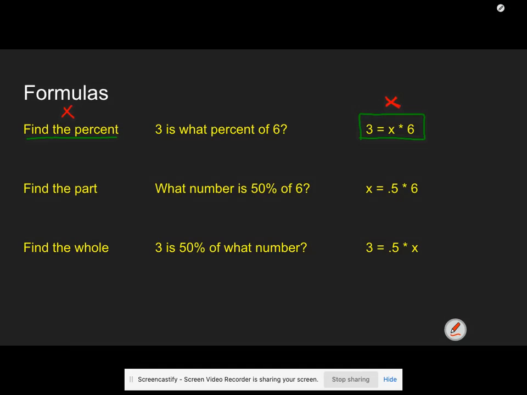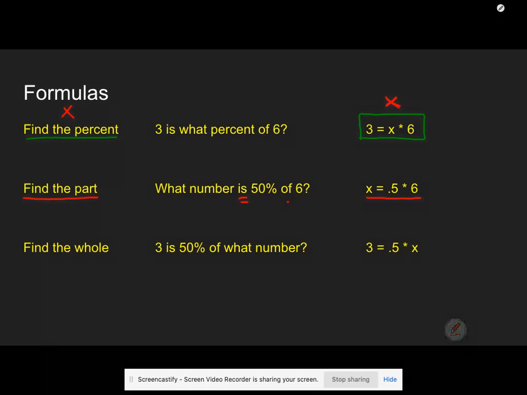Then you go to finding the part, and this is the way you would set it up. You could say what number is, so there again is my equals, 50% of, multiply, 6. And so I basically put in a variable for where it says what number or what percent, change the percent to a decimal, and then I would go ahead and multiply. And when I solve some examples, you'll see how to actually solve them.